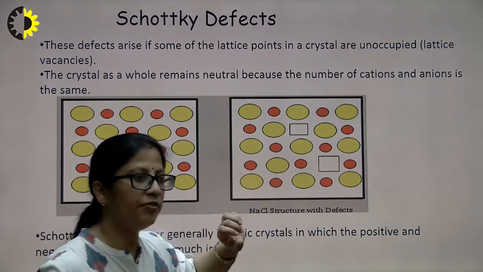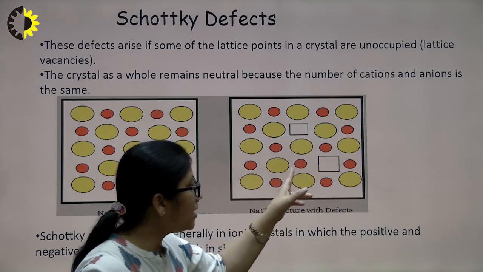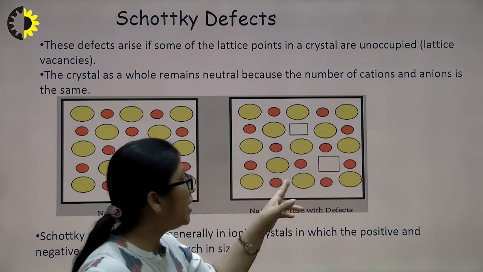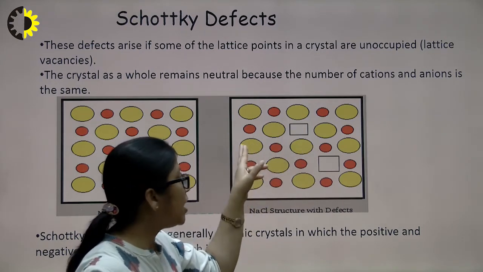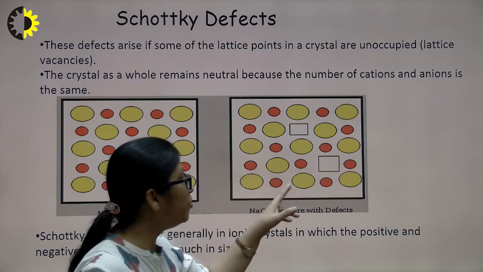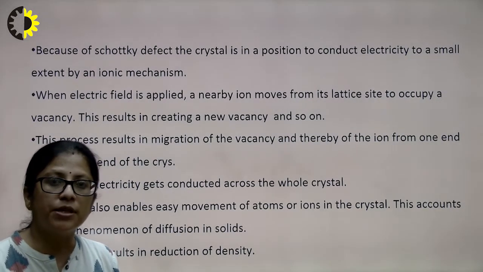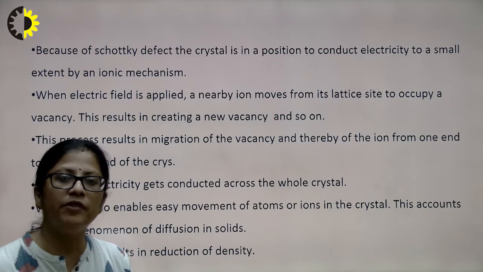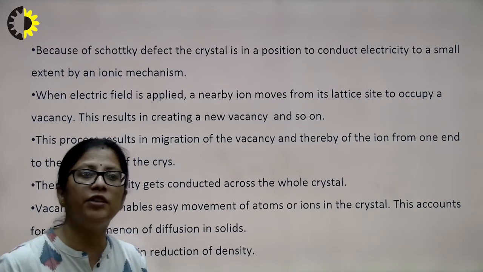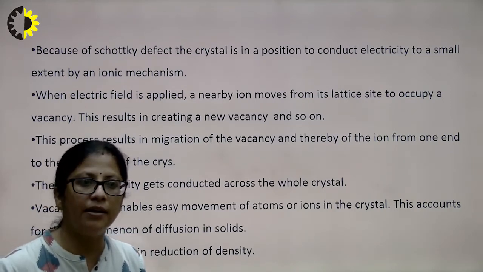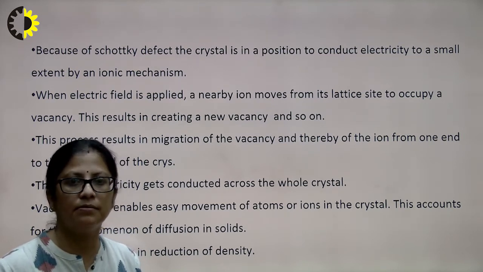When we apply an electric field, the nearby ion occupies the vacancy and a new vacancy is created. Here again, a nearby ion moves to the vacancy and a new vacancy is created, and so on. So the nearby ions can keep moving and new vacancies can be formed. This process also results in the migration of the vacancy, and thereby of the ion, from one end to the other end of the crystal. It is the movement of the ion. Therefore, the electricity gets conducted across the whole crystal.